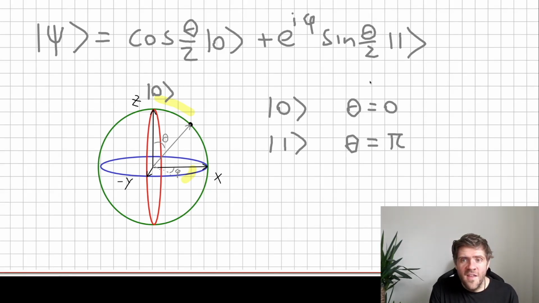And since the 1 state is the only state, the e to the I phi becomes a global phase, so we also don't care about what's going on with that. So here we have, among the penguins, the 1 state.